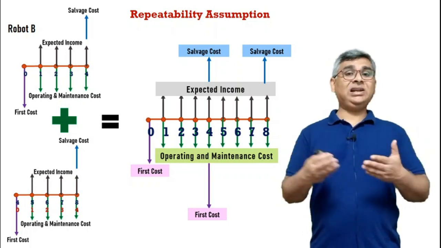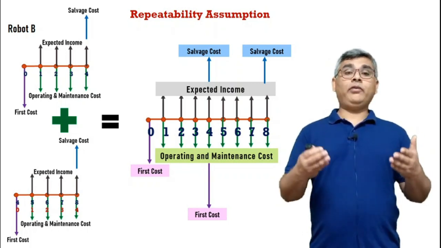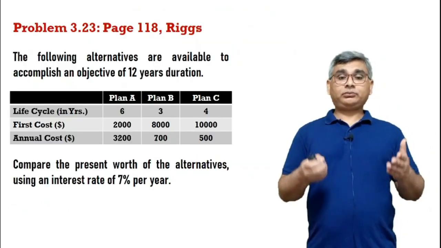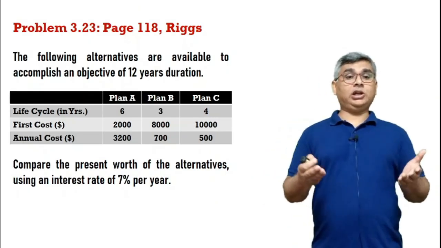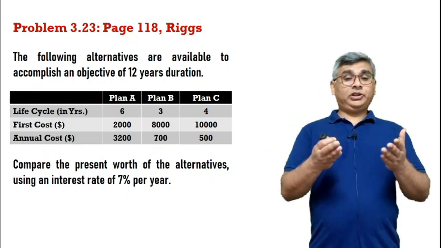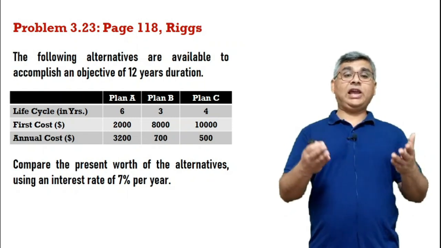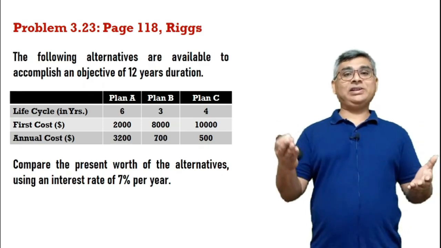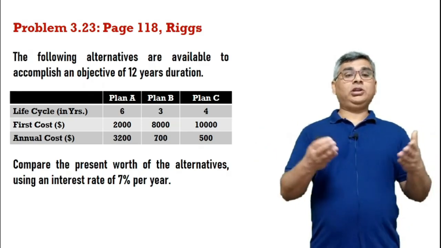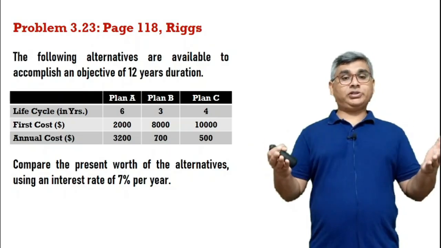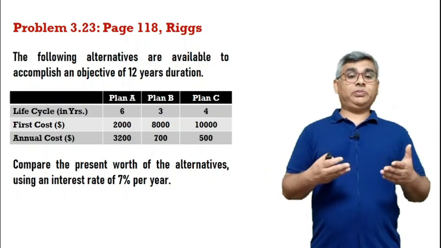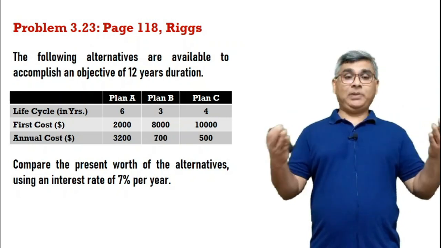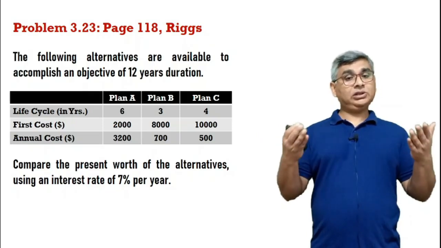Now let us extend this repeatability assumption to solve a very simple problem using the present worth method. This is the problem from Briggs, unsolved. So 3 plans are there, plans A, B and C. The life cycle of each plan is of course different. For plan A it is 6, for plan B it is 3, and for plan C it is 4. The first cost is given and the annual costs are given. So using the present worth method, we have to compute the present worth of each plan, or rather which plan is best suited.